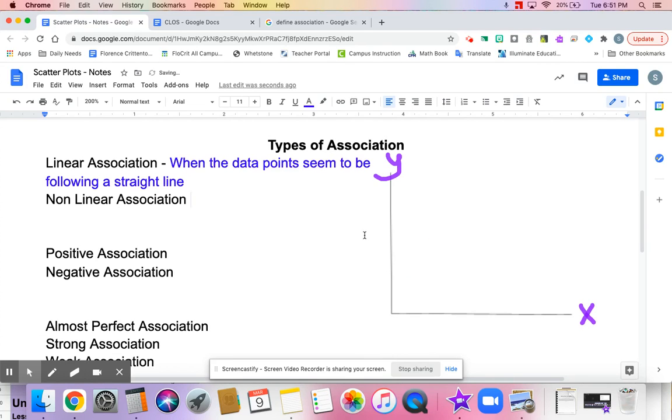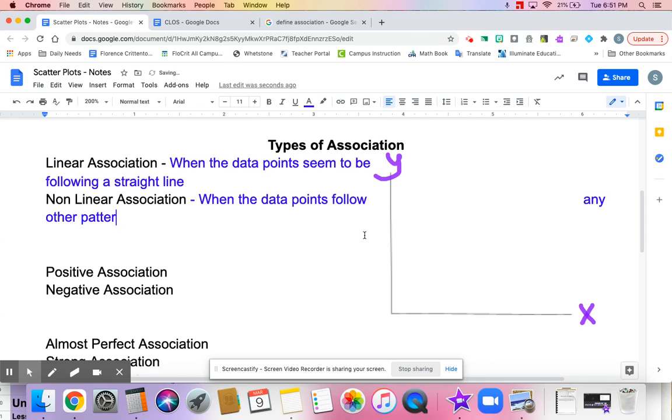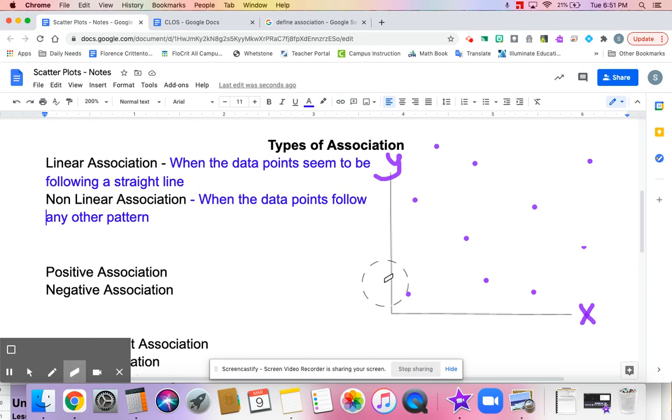However, nonlinear associations is when the data points follow any other pattern. So other patterns they could follow. They could have no pattern. It could look like this, where there's no pattern whatsoever.